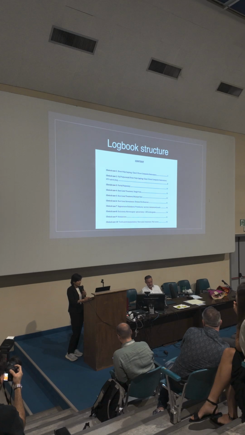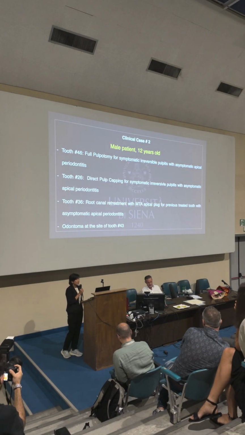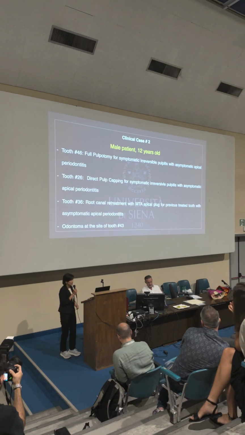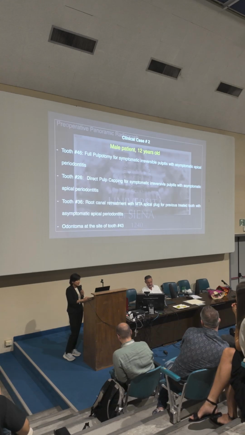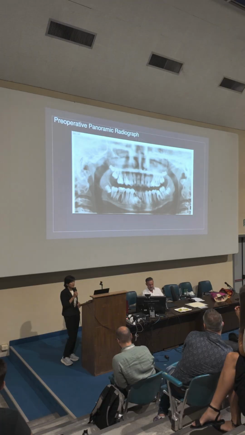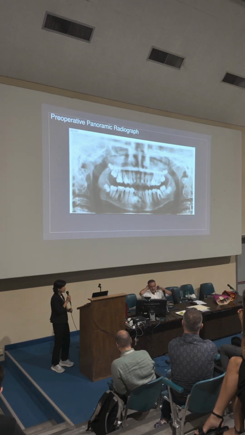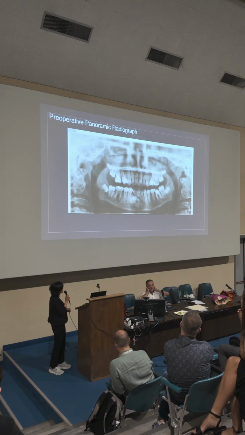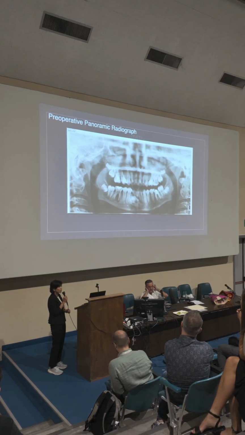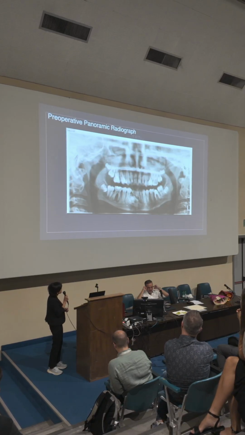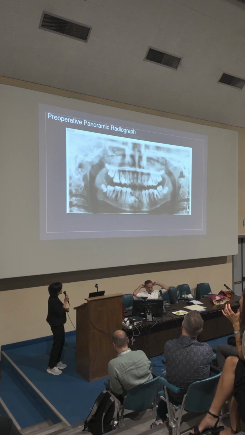The first case is a 12-year-old male patient. He was referred to me by an orthodontist. He presented with pain in quadrants 2, 3, and 4. And as you can see in the panoramic X-ray, the radiolucencies are at teeth number 4-6 and 3-6, and there is extensive caries of tooth number 2-6.